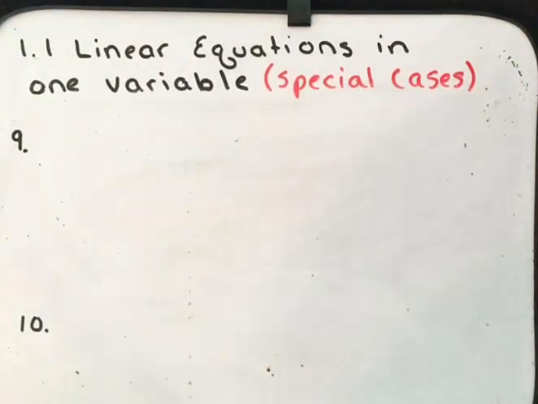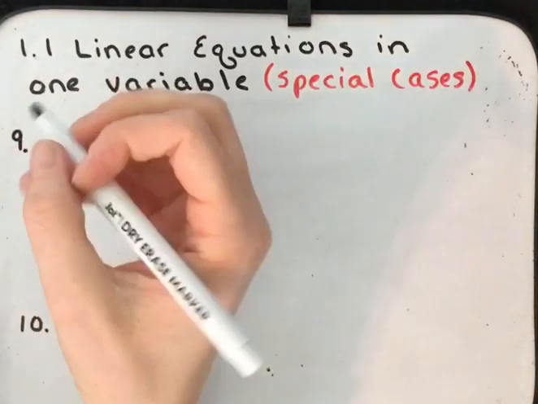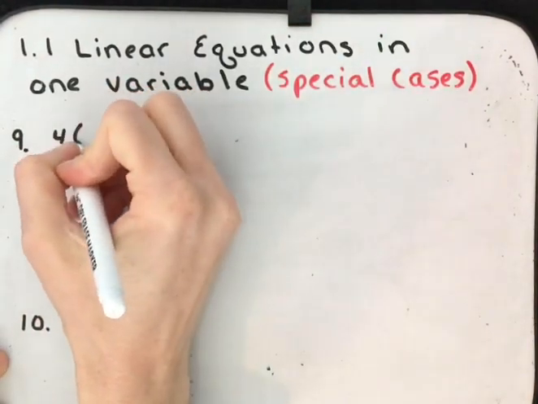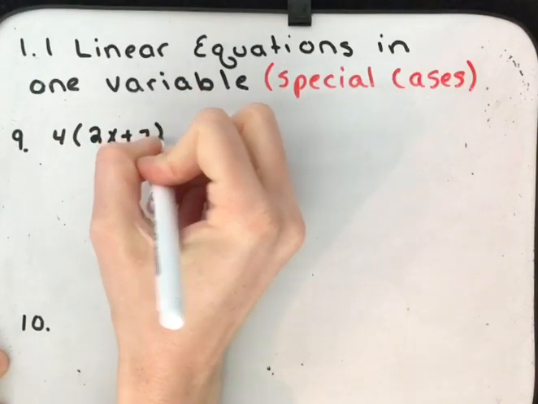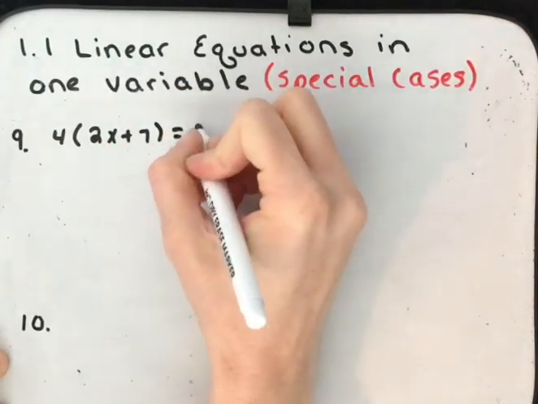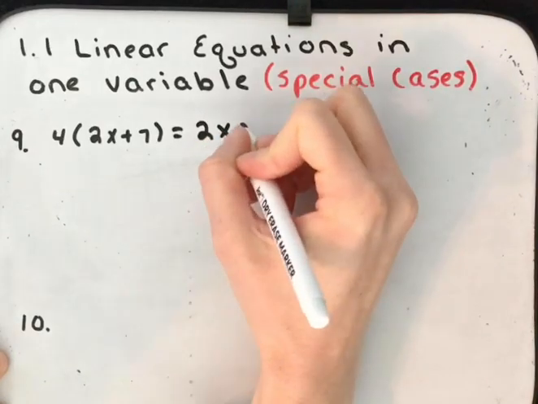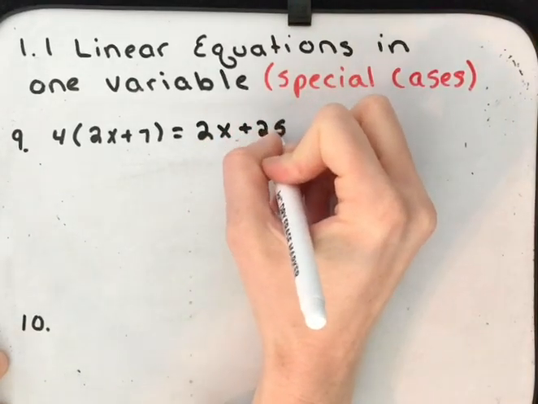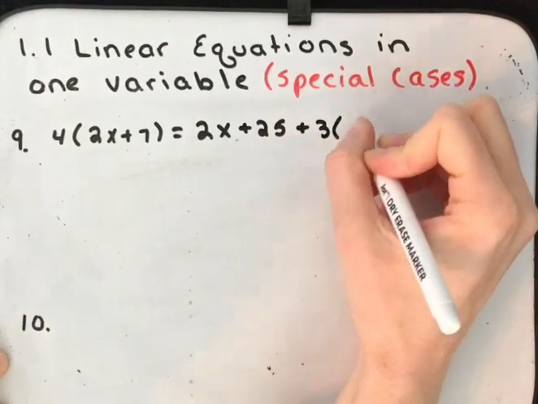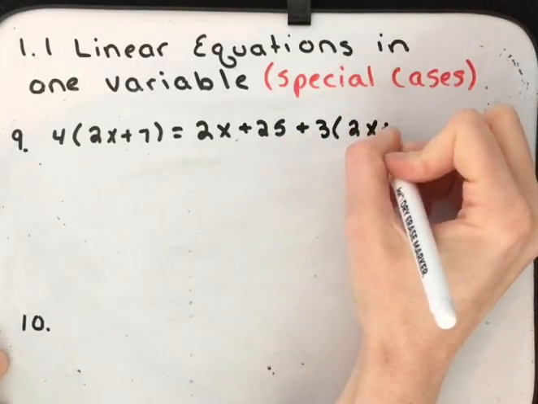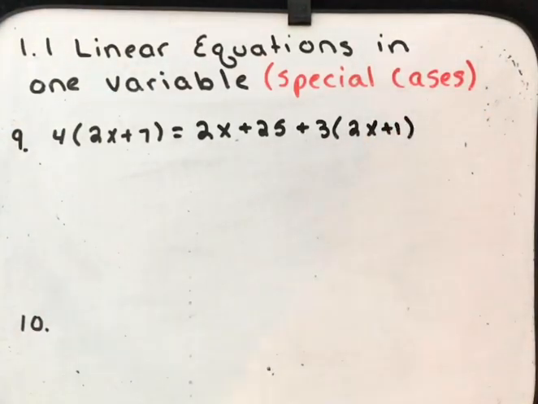Let's look at two linear equation special cases. So for question 9, we have 4 times 2x plus 7 equaling 2x plus 25 plus 3 times 2x plus 1. So the first thing that we want to do is start off with simplifying both sides.